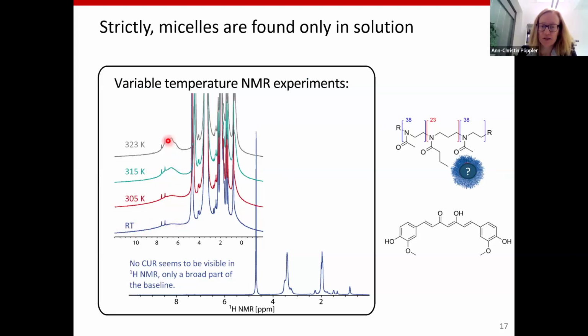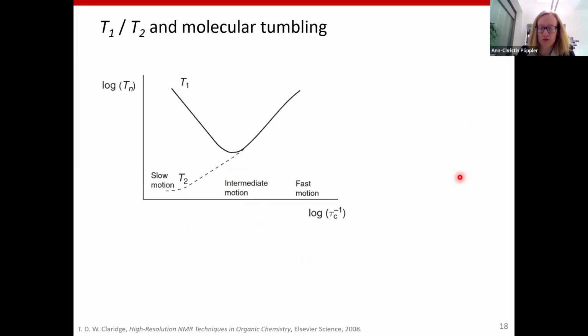And if you increase the temperature, you can also make this sharper as you increase the mobility of this particle overall. And the reason why we have this problem is based on the relaxation.